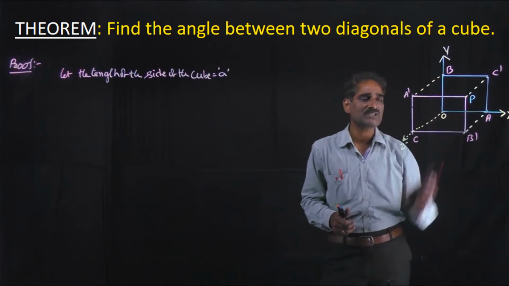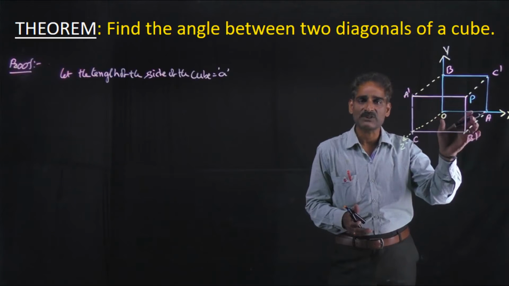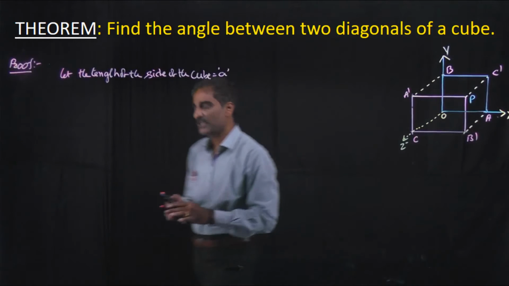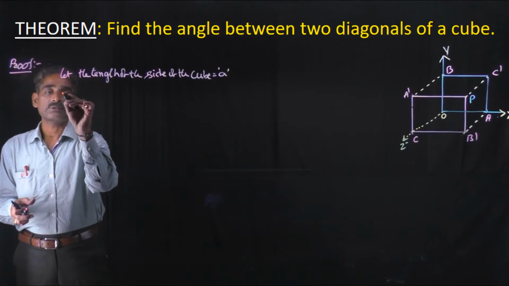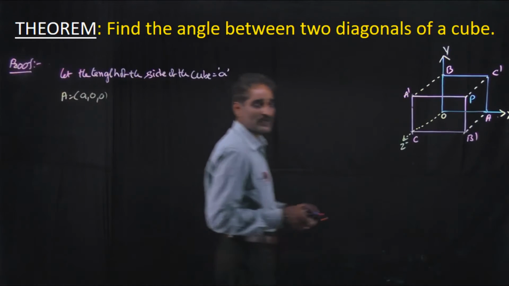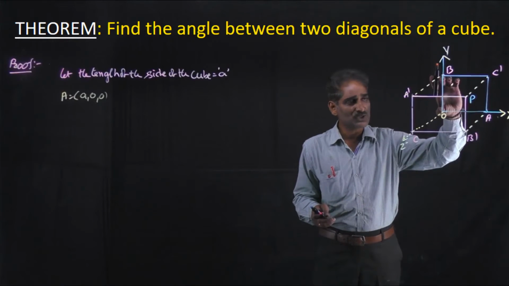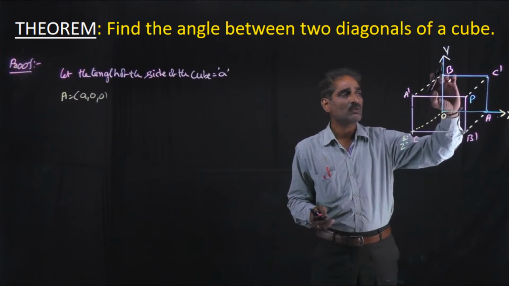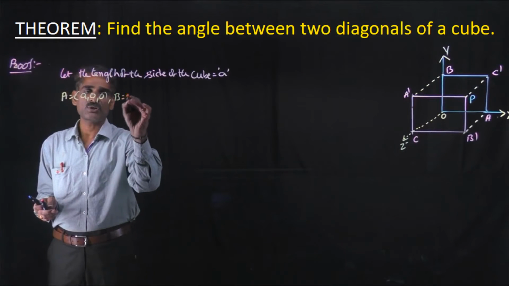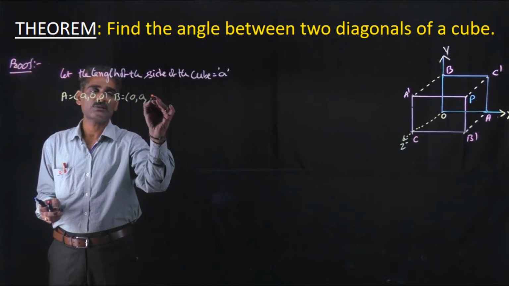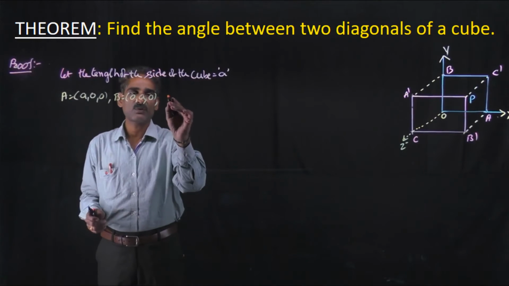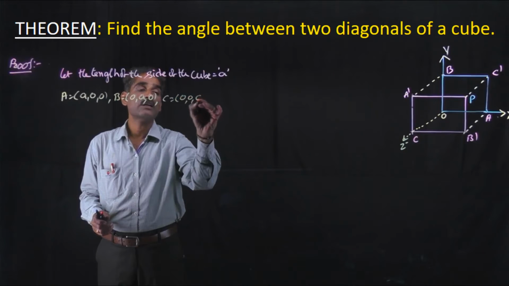Now what about the coordinates of A? The length of the side of the cube is a. Therefore, the length of OA is equal to a. This is a point on the x-axis. Now the coordinates of A are a, 0, 0. On the x-axis, the y and z coordinates are 0. Similarly, the length of this part is also a. The coordinates of B, which lies on the y-axis, are 0, a, 0. Similarly, C lies on the z-axis. The length OC is also a. Therefore, C is 0, 0, a.